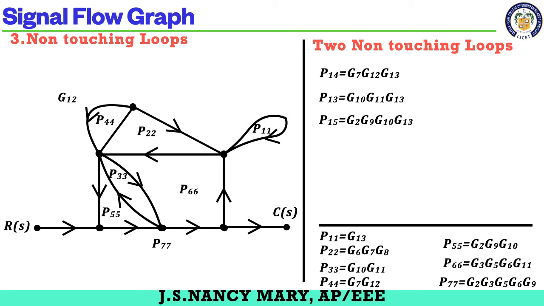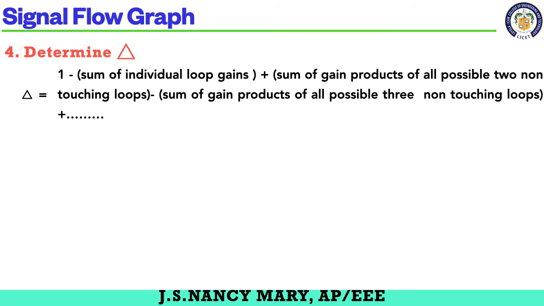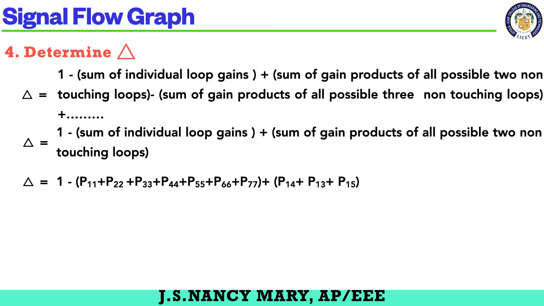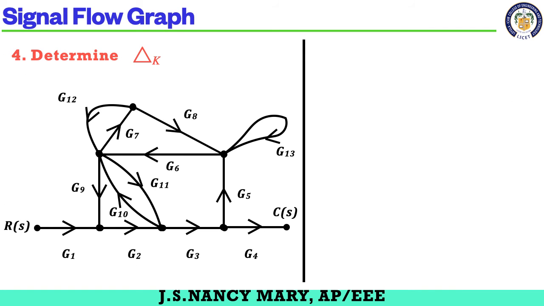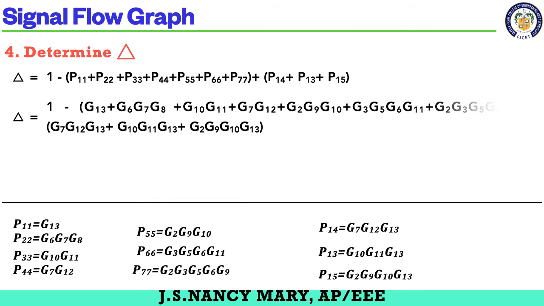Okay, now I have to find out whether other loops are touching with each other. I have to find out three non-touching loops. There are no three non-touching loops. So for determining the del, I could stop with two non-touching loops. Rewrite the equation. So you will be getting the final del like this. Okay, sorry, I'll show you again. This is my final del equation.